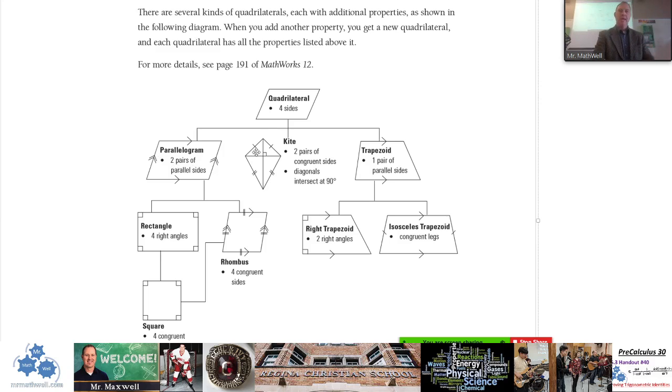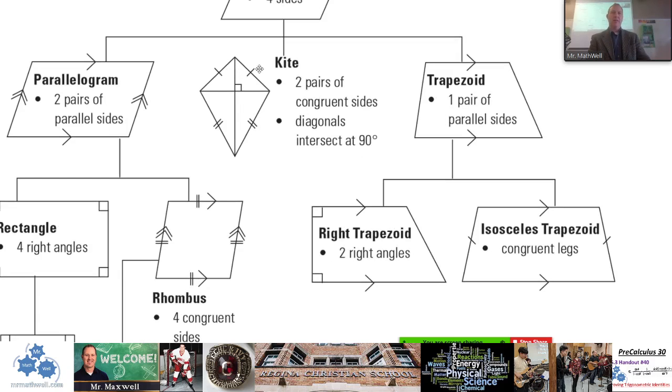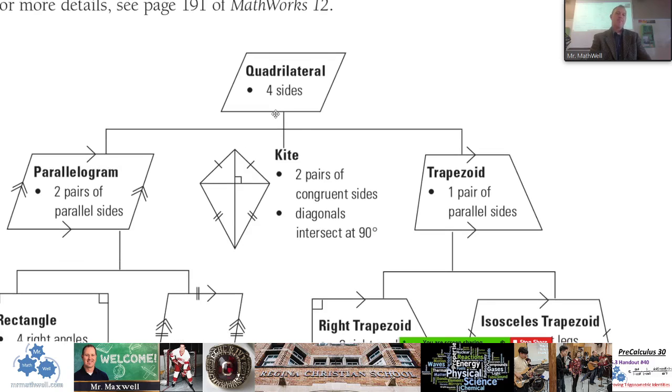That's called a parallelogram. A kite has 2 pairs of congruent sides and the diagonals intersect at 90 degrees. So this is a traditional sort of kite shape. We have these 2 sides equal, like an isosceles triangle there, and another isosceles here. And this middle line is kind of like a line of symmetry between the 2. So that's a kite, okay? And a trapezoid has 4 sides, but only 1 pair of parallel sides. A parallelogram has 2 pairs of parallel sides. A trapezoid only has 1. The second set of sides do not have to be parallel.